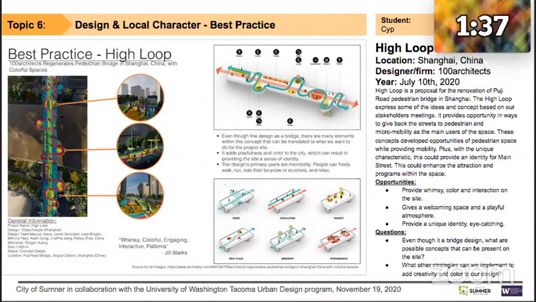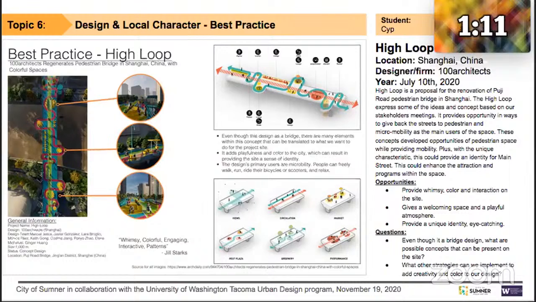Hello, it's me again, Sip. And this is my design local character best practice. It's called High Loop, and the location is Shanghai, China, with a firm of 100 architects, and it was proposed around July 10, 2020. High Loop is a proposal for the renovation of Puji Road pedestrian bridge in Shanghai.